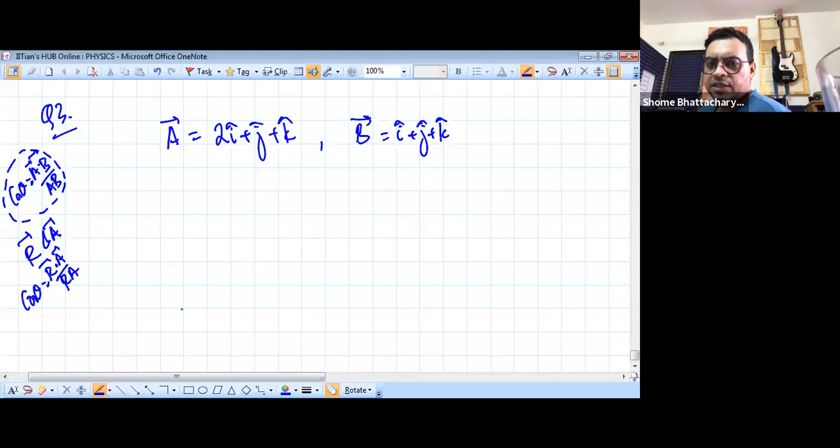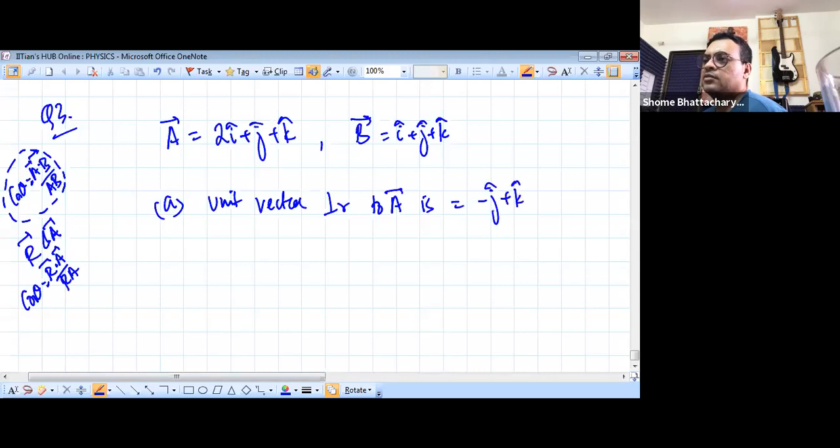Okay. Now let us come to this question. Option A is saying that a unit vector perpendicular to E is given by (minus j cap plus k cap) by root 2. So first of all, is it a unit vector? Check its magnitude. The magnitude should be 1, and that is correct.